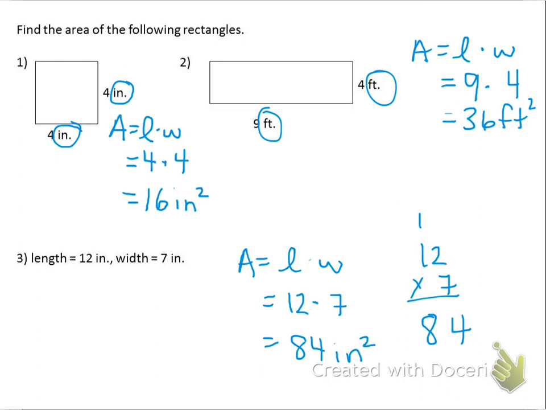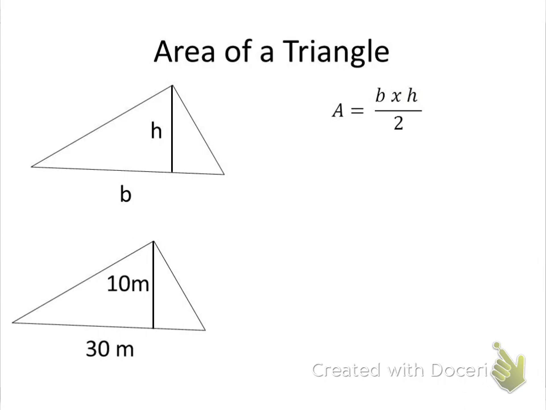And that's it for finding the area of rectangles. Now we're going to talk about finding the area of a triangle. The area of a triangle is a little bit harder than the area of a rectangle, but it's the same idea. Our formula, or our equation, for the area of a triangle is that the area is equal to the base times the height divided by 2. This is similar to the formula for a rectangle, and we'll talk about why it's so similar a little bit later, but right now you just need to know how to use it.